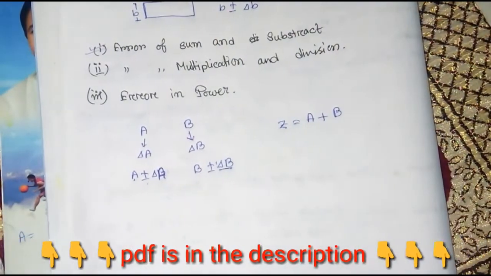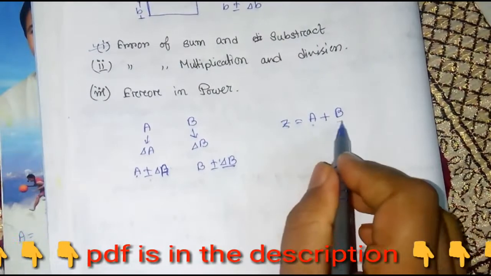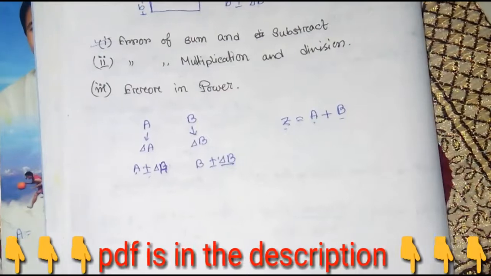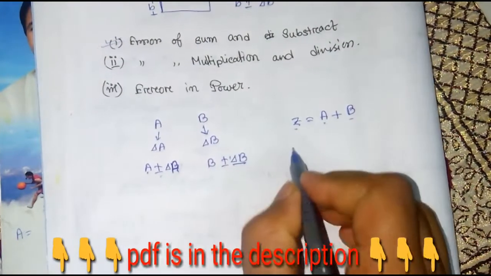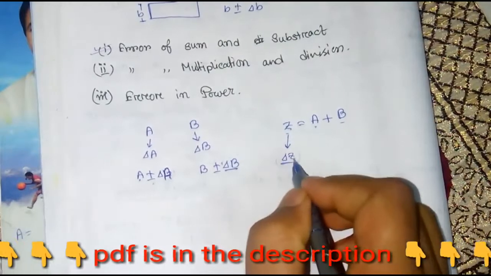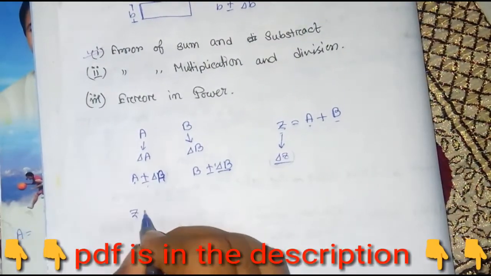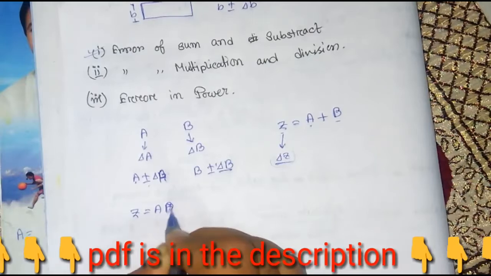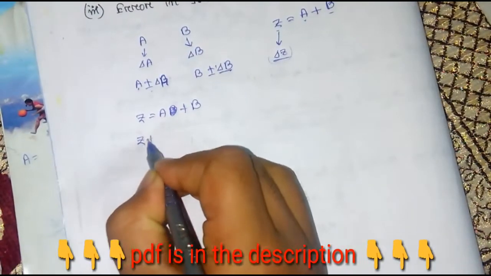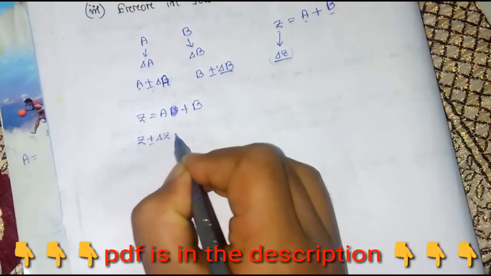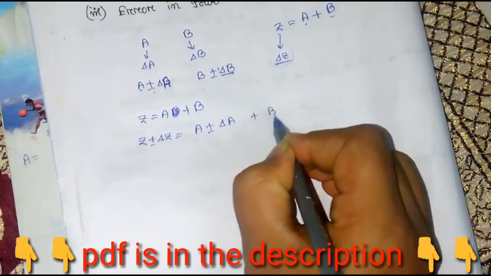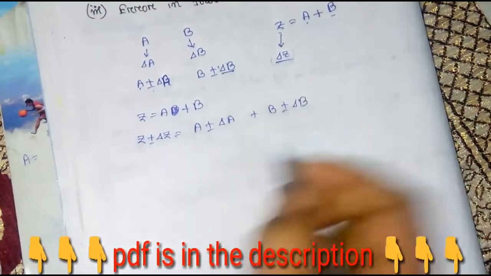b. So if a has an error and b has an error, then z has to have an error, right? So how to calculate? Suppose the error in z is delta z. So we have to calculate this delta z. So we know z equals a plus b, right? So how to write it in the error form, that is z plus minus delta z, and a plus minus delta a plus b plus minus delta b, right?